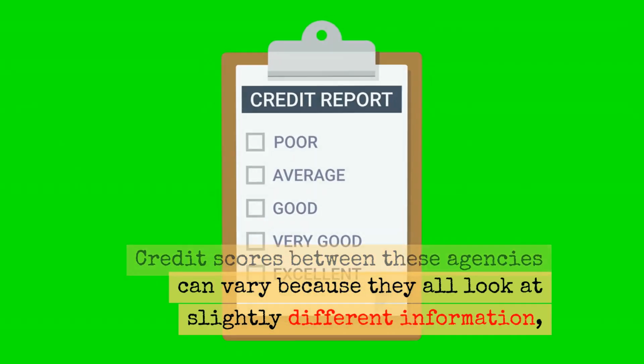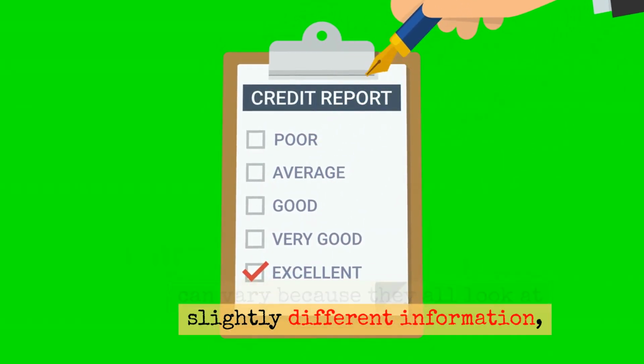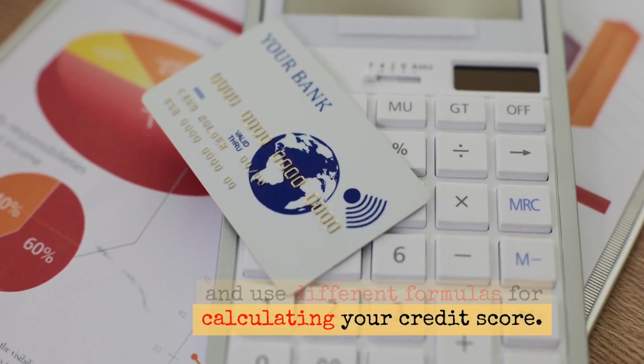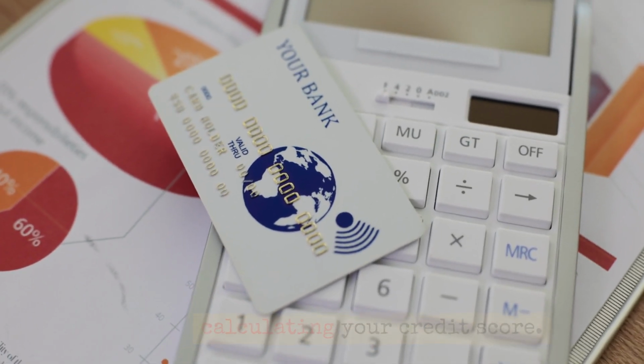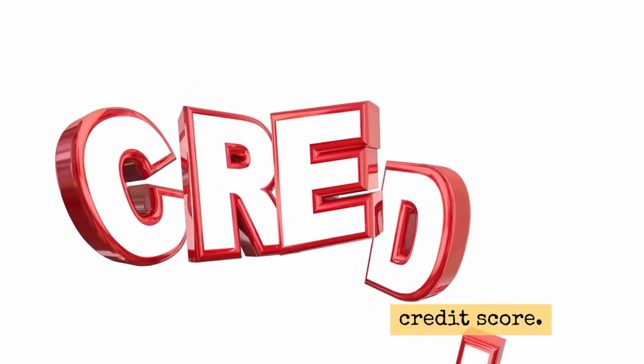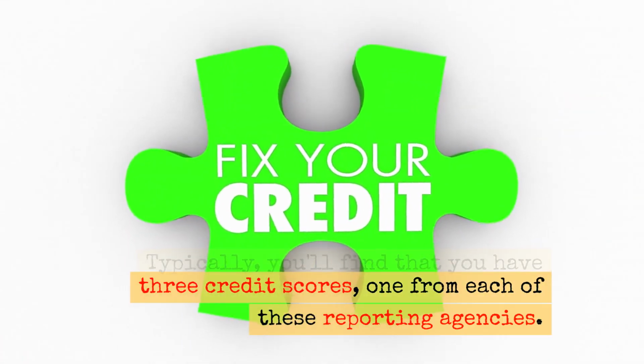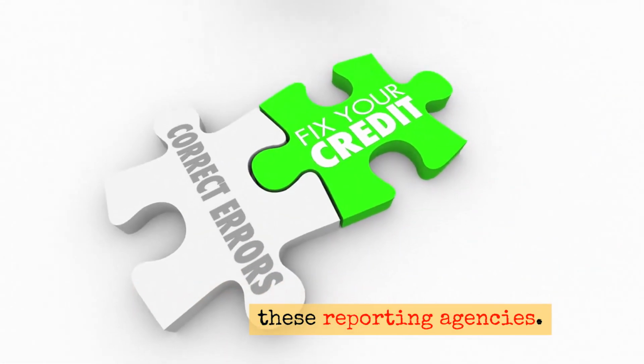Credit scores between these agencies can vary, because they all look at slightly different information and use different formulas for calculating your credit score. As a result, you have more than one credit score. Typically, you'll find that you have 3 credit scores, one from each of these reporting agencies.